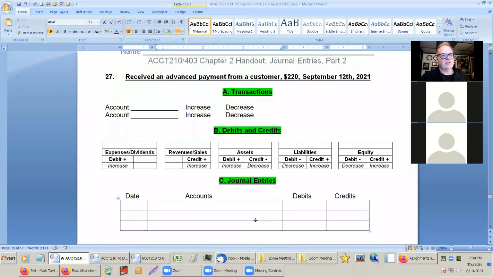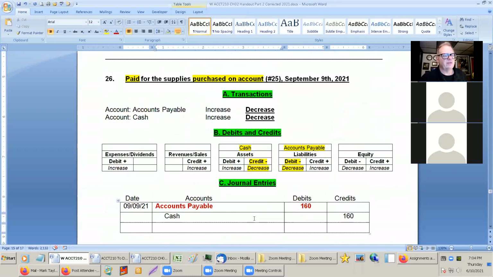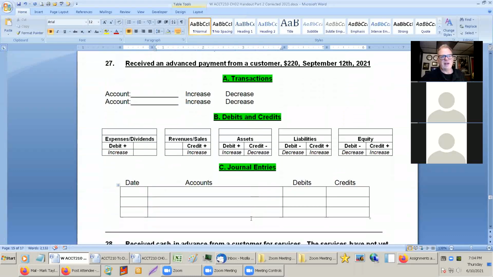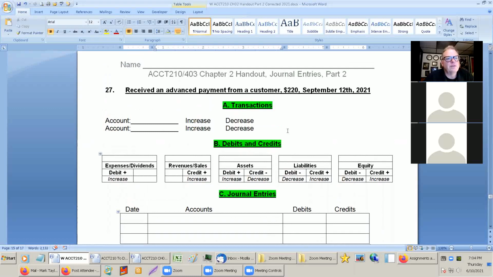Oh, 27 is a very, very tricky one. Received an advance payment from a customer, September 12th. So the customer paid in advance, $220.